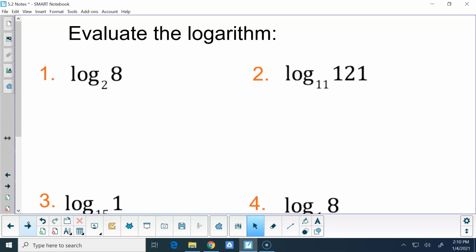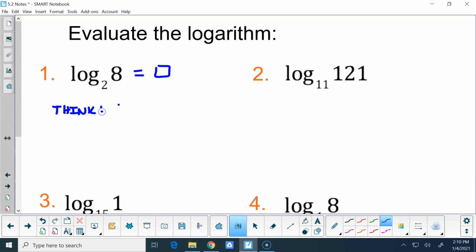So, for instance, log base 2 of 8. Can that be equal to something? Again, logs are exponent finders. So how I go about these is I set them equal to a box. And what number is going to fill in that box? It's going to be an exponent that I have to put on my base. So I'm thinking, what exponent do I have to put onto 2 to get 8?